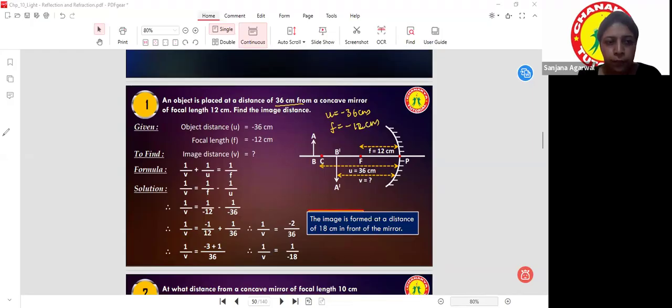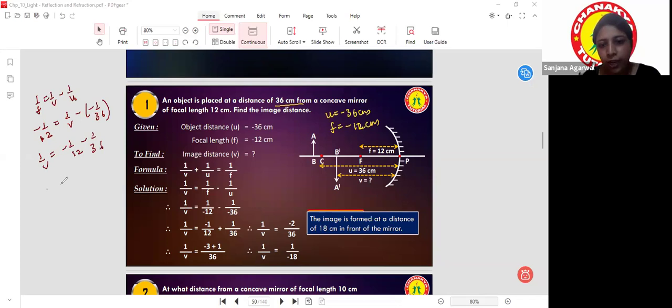Very simple, children. Use this formula: 1/f = 1/v + 1/u. Substitute the values. 1/(-12) = 1/v + 1/(-36). Keep 1/v on one side: it will be -1/12 + 1/36. After solving, you will get the value of v as minus 18 centimeter. The more you practice numericals, students, the more confidence you will develop. So at 18 centimeter distance, the image will be obtained.